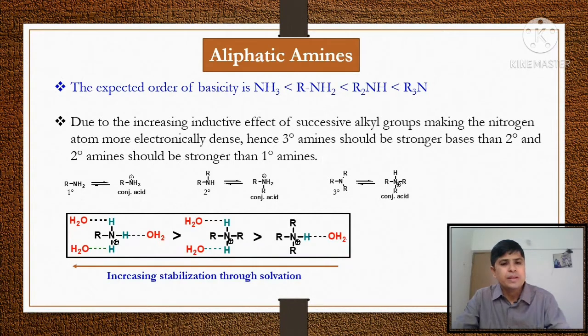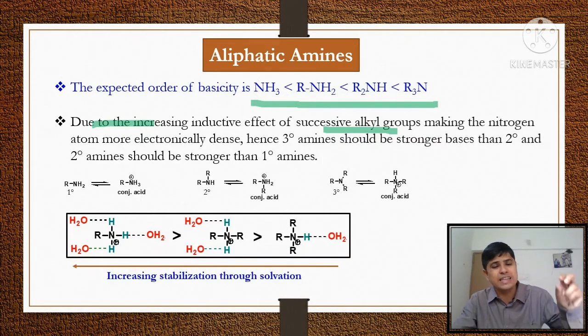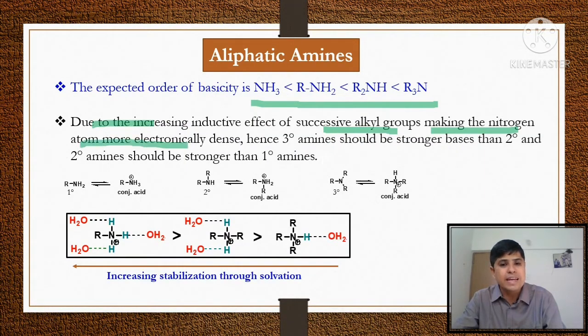Now see, as we have already discussed, the expected order of basicity is like this: tertiary should be more than secondary, secondary more than primary, and primary more than ammonia. Due to the increasing inductive effect of successive alkyl groups, the nitrogen atom becomes more electron dense, hence tertiary should be stronger than secondary, and secondary stronger than primary. This is what we have already discussed.